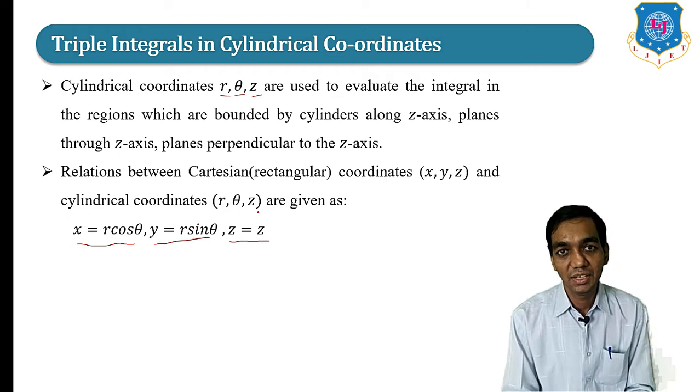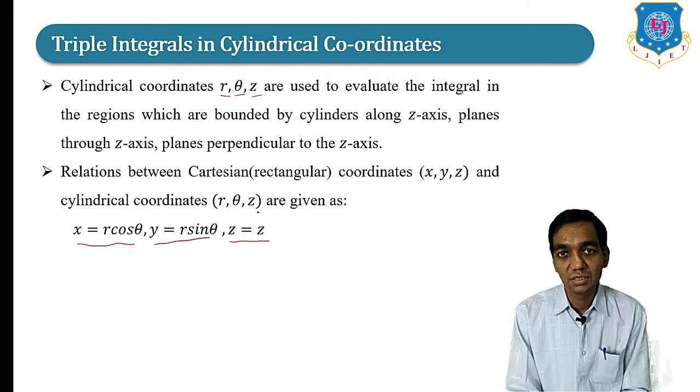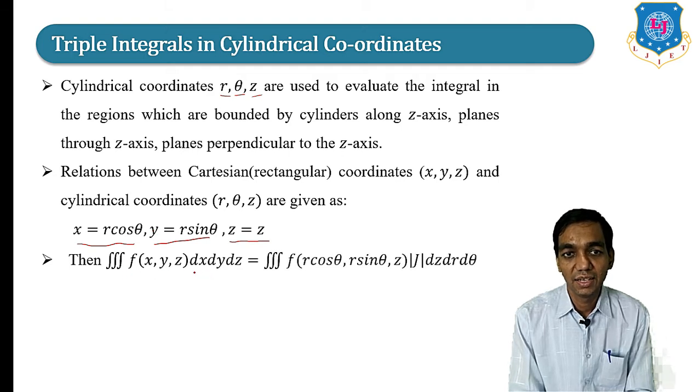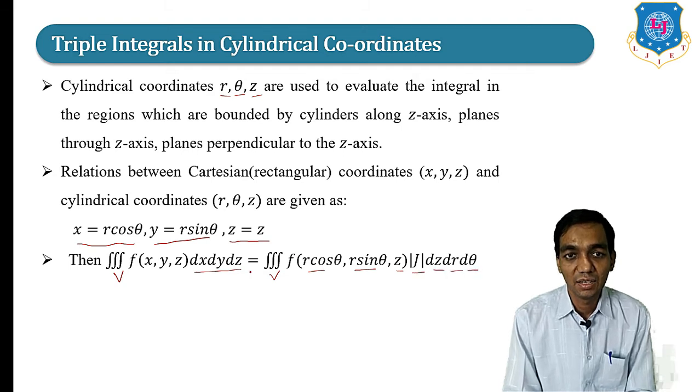Now, as we are changing the variables, in that case you also have to change the triple integration. So in a triple integration, f of x, y, z, dx dy dz over any volume V is going to be a triple integration over the same volume V. There is no change in volume. f of r cos theta, r sin theta, z into mod J dz dr d theta. See, z remains z, so there is no change in z. But dx dy is going to be changed.